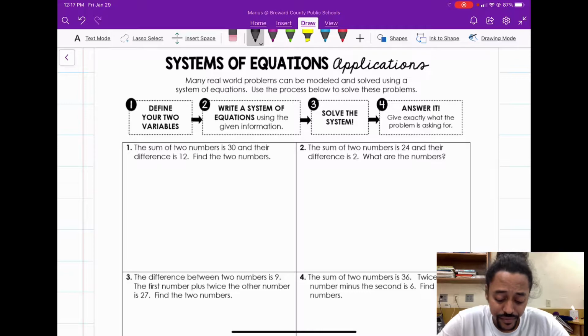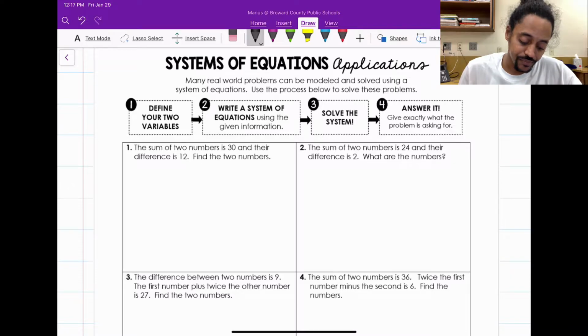Once again, we're going to be using the system of equations to solve word problems. So there's four main steps. Define your two variables, step one. Step two is write a system of equations. Step three, solve the system. And then step four is answer it. So just to reiterate, on this video, we're only going to spend this lesson doing the first two steps, defining the variables and writing the equations. And the second part, we'll solve it and answer the questions.